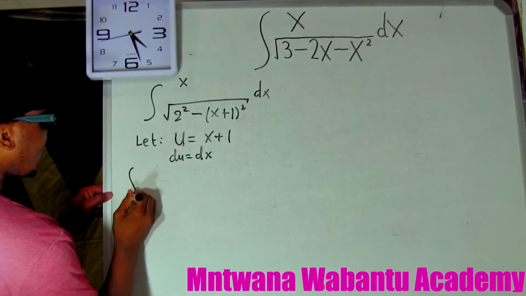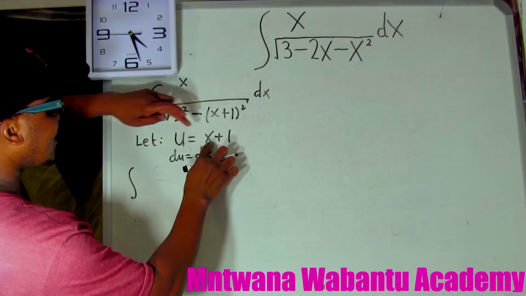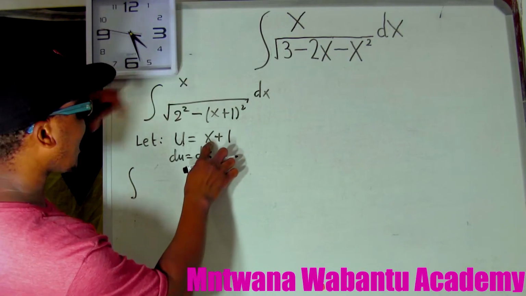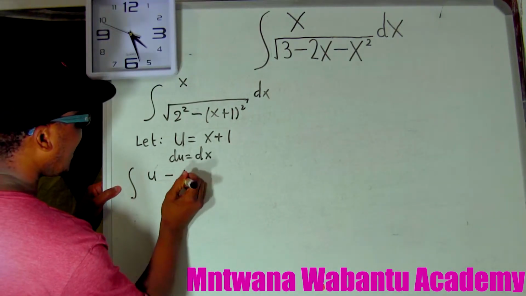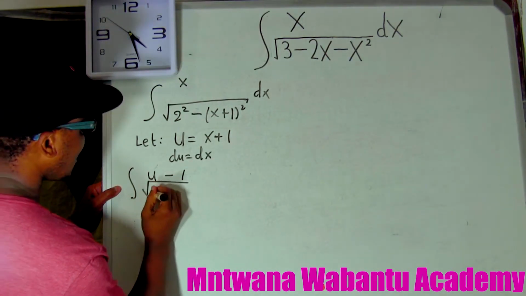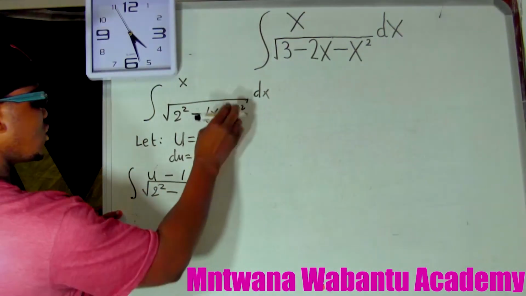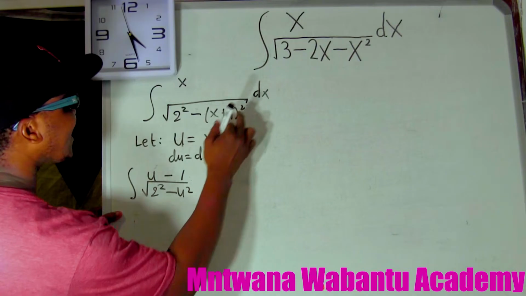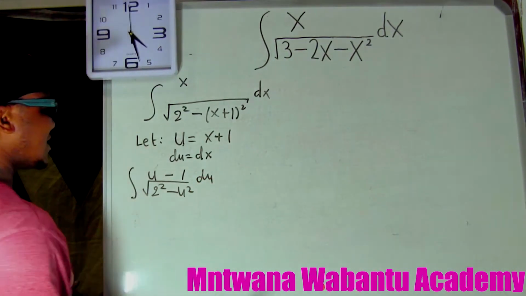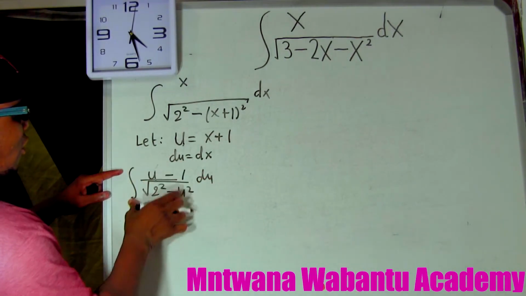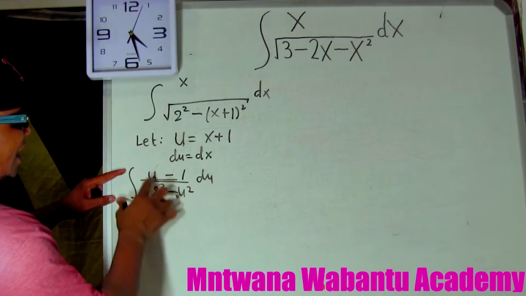So it's going to become the integral of x. What is x? x equals u minus 1, because the 1 can come over here. So it's u minus 1, over the square root of 2 squared minus u squared, because u equals that one, and dx equals du. So I can separate this: u over all this expression, then negative 1 over everything.